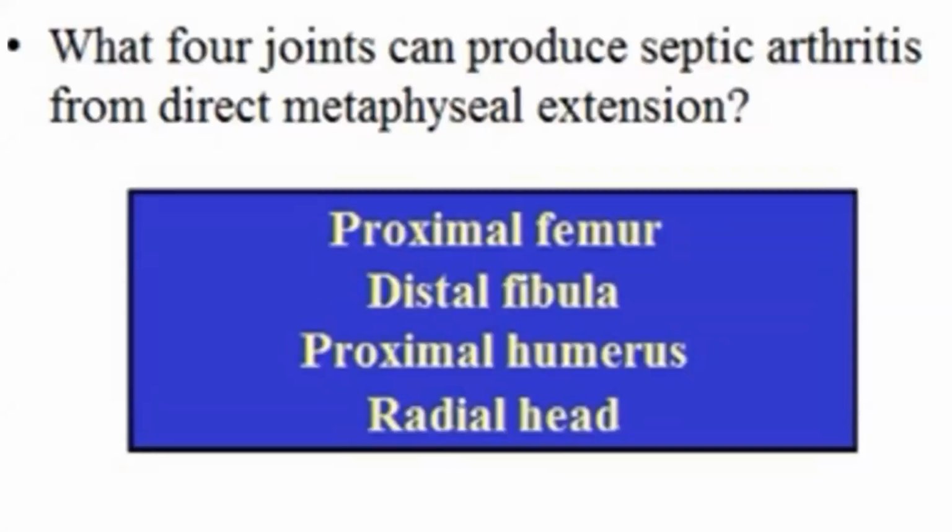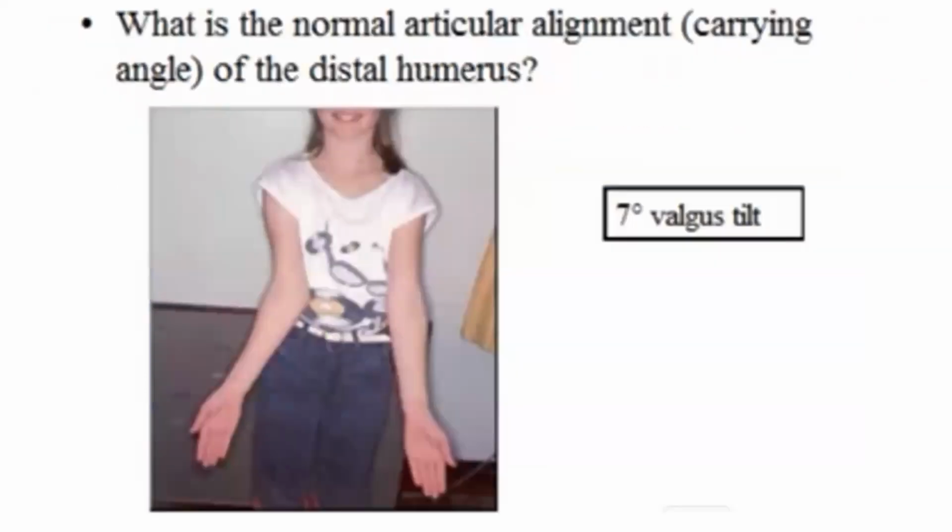There's something else. One question we like to ask you is, what four joints can produce septic arthritis from direct metaphyseal extension? Don't forget, it's the proximal femur, the distal fibula, the proximal humerus, and the radial head, and no other joint. I repeat, the proximal femur, the distal fibula, the proximal humerus, and the radial head.